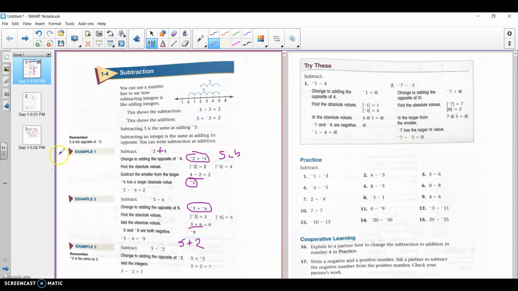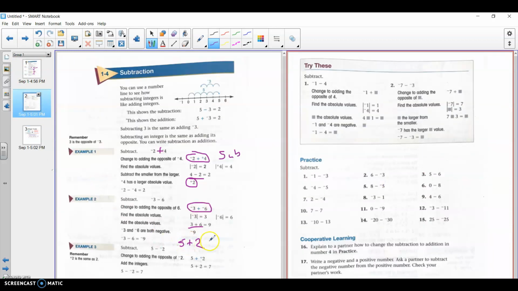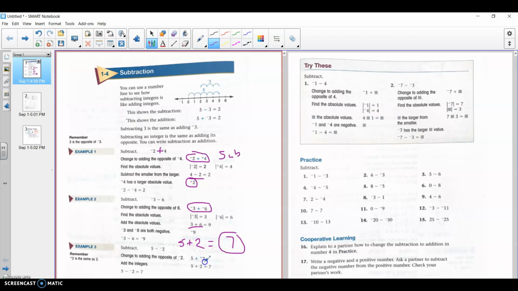Now I go back to my addition rules. My addition rules say same signs, add the two numbers, keep the sign. 5 plus 2 equals 7. What's the sign of both numbers? Positive, excuse me. And that is a positive 7, and that's what they have right there.